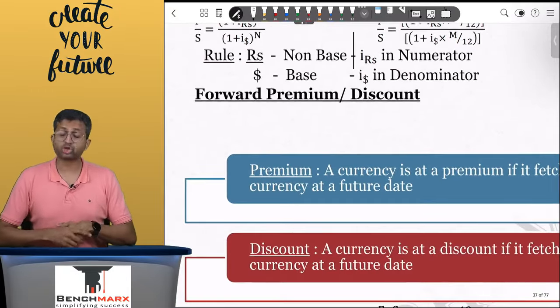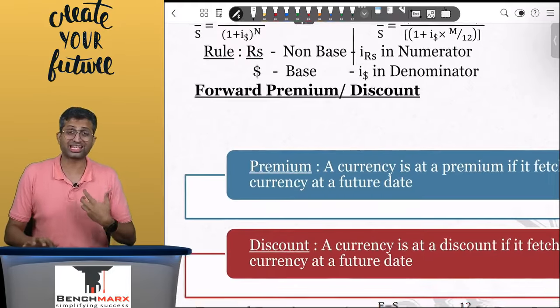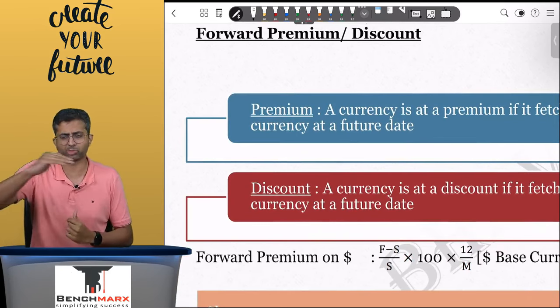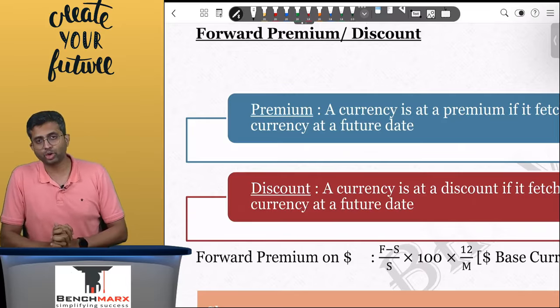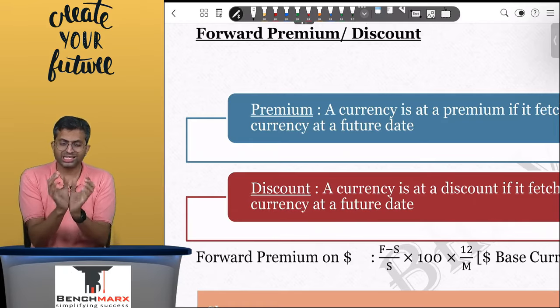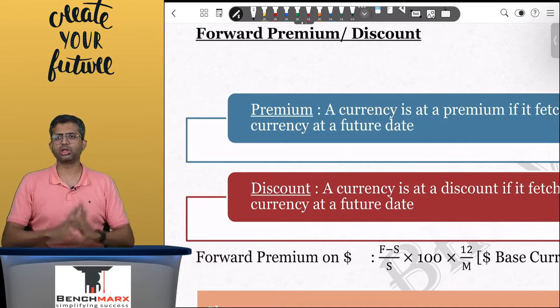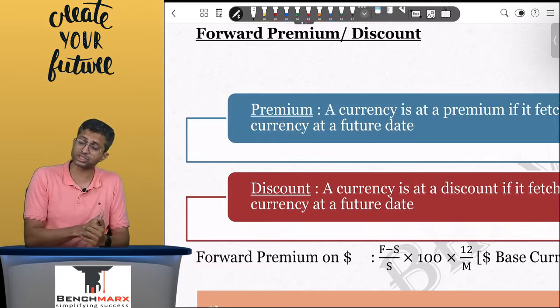Some questions might also ask you to calculate the forward premium or discount. Forward premium or discount is calculated as F minus S upon S, where F is the forward rate minus the spot rate, upon the spot rate. It's like P1 minus P0 upon P0 into 100. However, this will be based on the period for which the forward is there. So if the forward is 6 months, then the forward price is after 6 months.